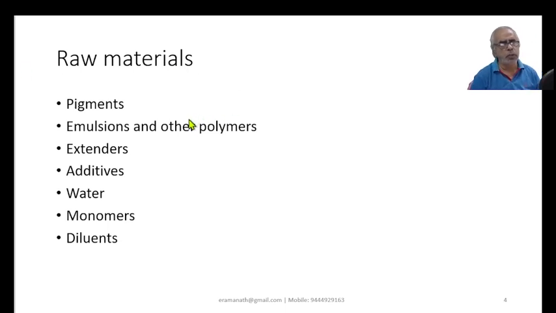Now let us talk about the raw materials. Pigments, as I already mentioned, are imparting, that is giving, colors. After all, when a paint is applied on a surface, it has three purposes. One is decorative purpose, second is protective purpose, and there are other uses like functional purposes also.